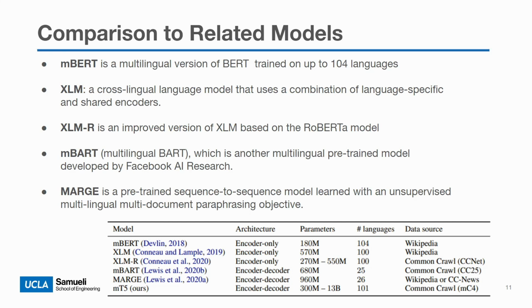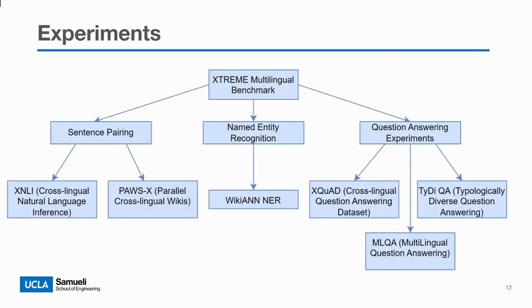Now, moving on to the experiments conducted in this research paper, there are 6 tasks, all coming from the XTREME multilingual benchmark. Starting with sentence pairing, the cross-lingual natural language inference, or the XNLI experiment, is a benchmark task for evaluating the performance of natural language inference models across multiple languages.